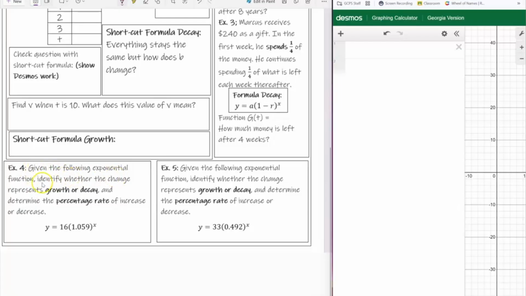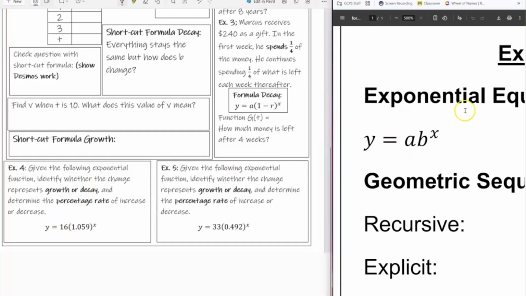All right, so given the following exponential function, identify whether the change represents growth or decay. So exponential function, so going back to my formula, there's my exponential equation, y equals ab to the x power. A is my initial, b is my growth or decay factor, and x is my time. Sometimes in the question, they're going to ask you to go back to the percentage rate, which means my growth factor needs to become a rate.